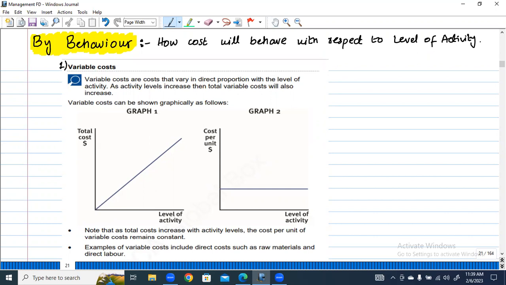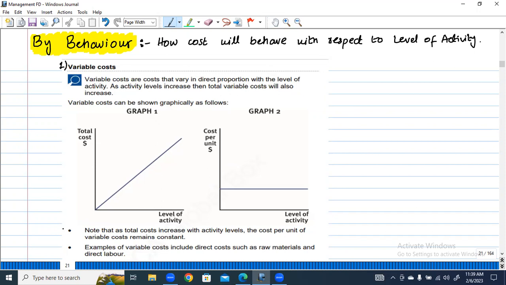Number one is variable cost. The word variable comes from the word varies, and varies means change. So variable cost is a cost that varies in direct proportion with the level of activity. As the level of activity increases, the total variable cost will also increase. Such a cost that increases with the production units is known as variable cost.